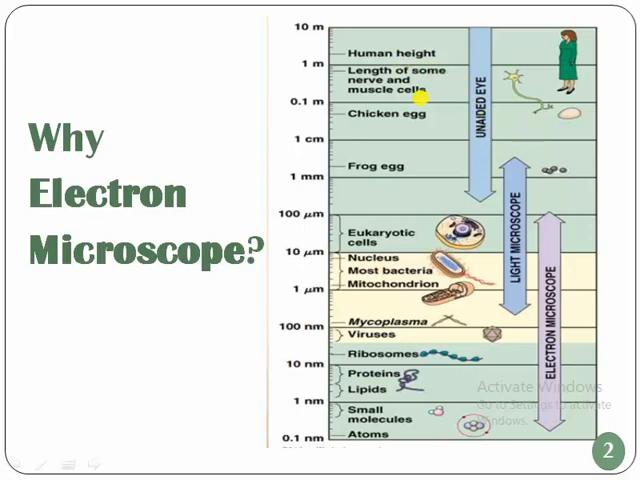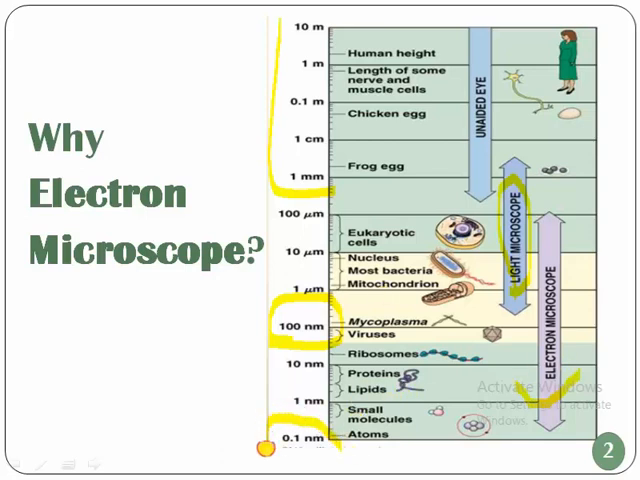So this is the clear picture. You can see we can measure till 2 mm. Here there is 1 mm, but actually 2 mm only. So this we can measure by the human eye. After that we require the light microscope, which also has some limitations. It can measure till 100 nanometer. That's why we require electron microscope. So this is the need.